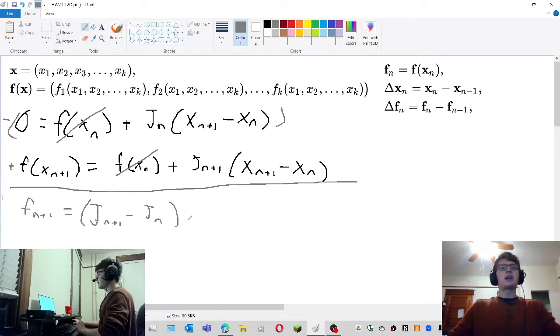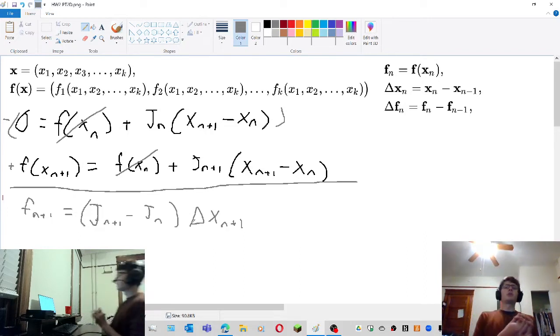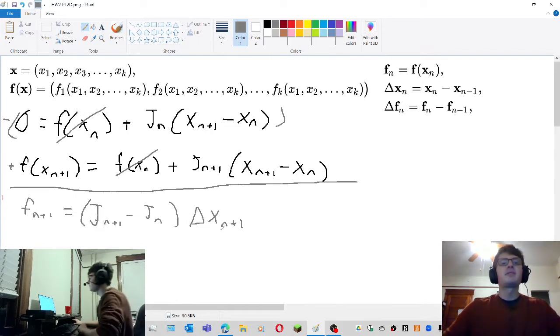To simplify it even further, I'll start calling that delta x. In fact, I could technically call this delta x_n plus 1 because it's starting at x_n plus 1. I'll leave it that way, but going forward I'm going to call that delta x. You can see the way I'm defining x_n plus 1 is similar to the way Wikipedia was defining it in delta x_n.